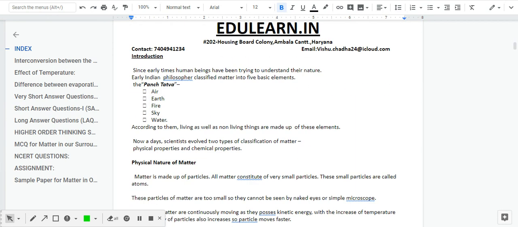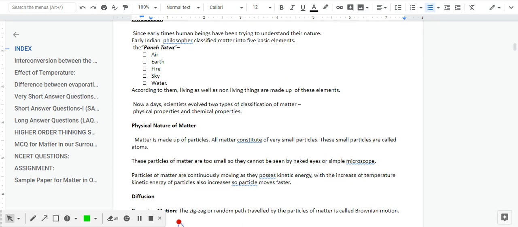So in the introduction we are going to learn about Panch Tattva. You all might have heard about Panch Tattva. What is Panch Tattva? Air, earth, fire, sky, water. These are the five Panch Tattvas that we have in our Indian books as well as in our science books. Plus, all over the world, we know all these as the Panch Tattva.